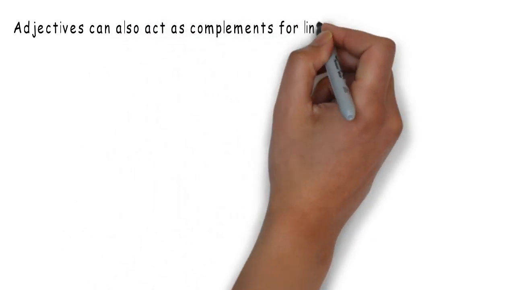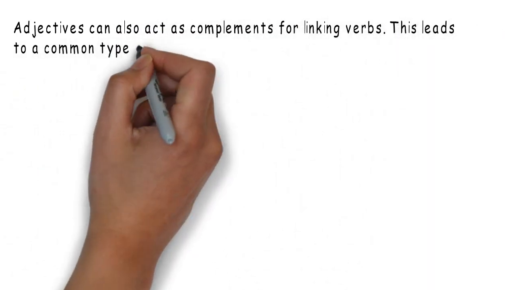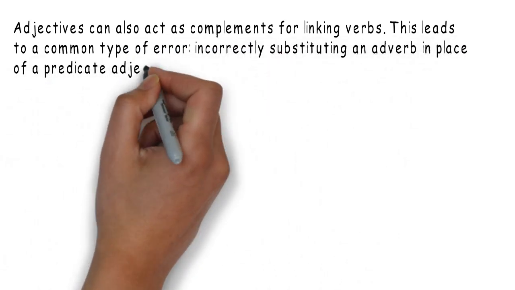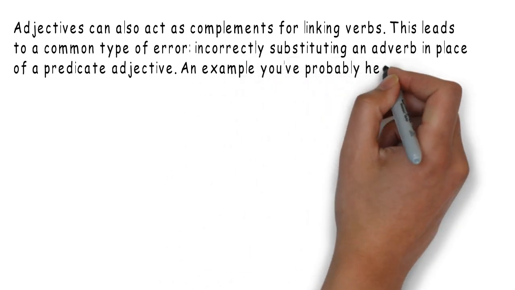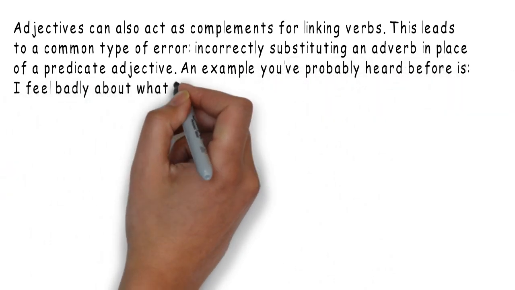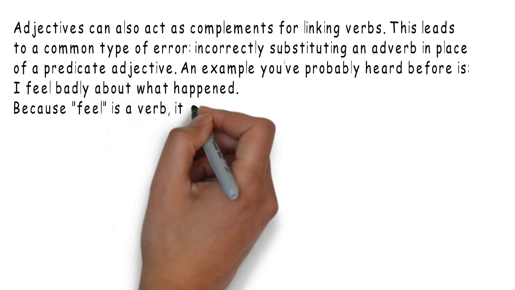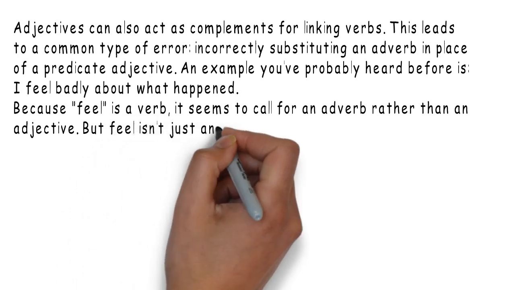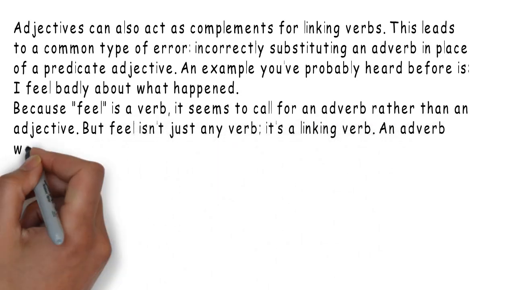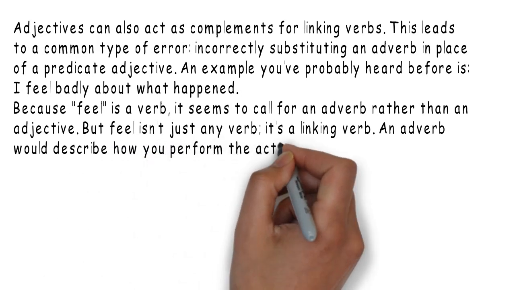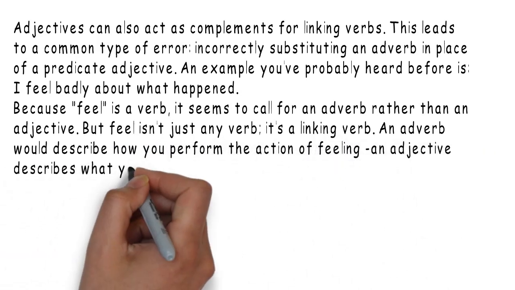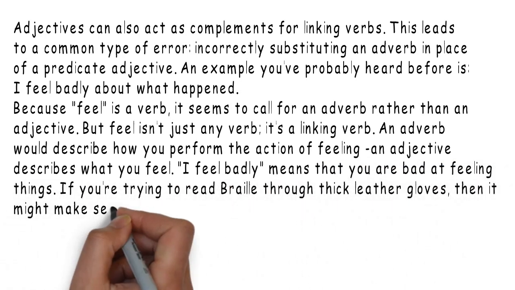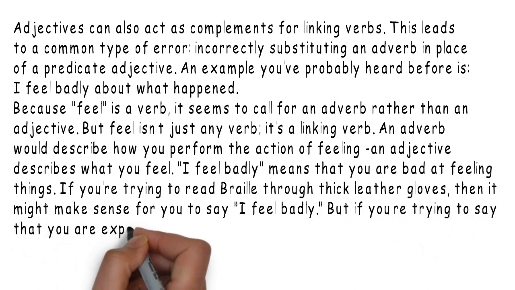Adjectives can also act as complements for linking verbs. This leads to a common type of error, incorrectly substituting an adverb in place of a predicate adjective. An example you've probably heard before is, I feel badly about what happened. Because feel is a verb, it seems to call for an adverb rather than an adjective. But feel isn't just any verb, it's a linking verb. An adverb would describe how you perform the action of feeling. An adjective describes what you feel. I feel badly means that you are bad at feeling things.